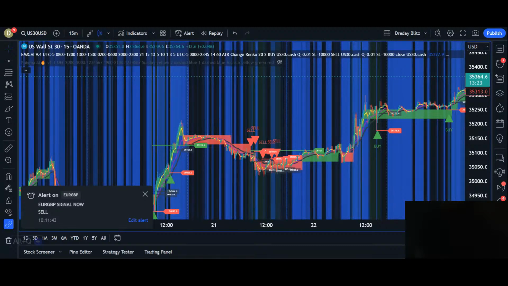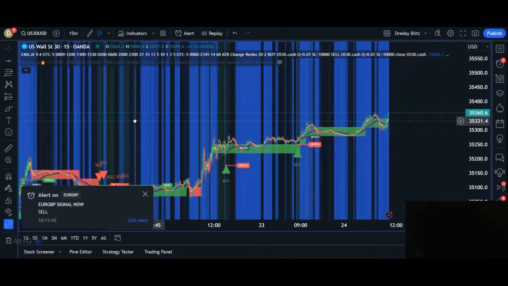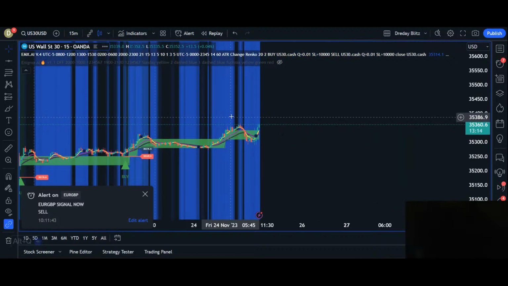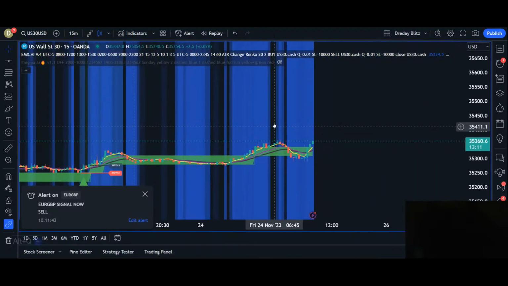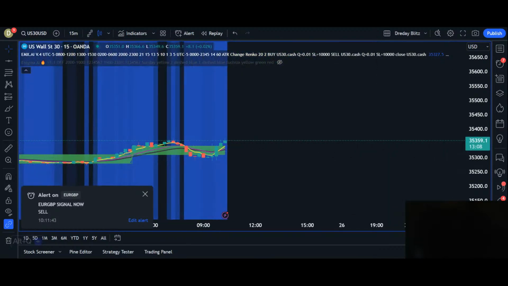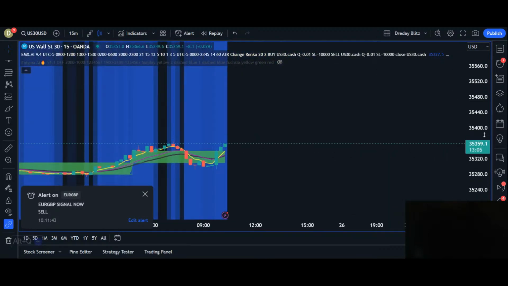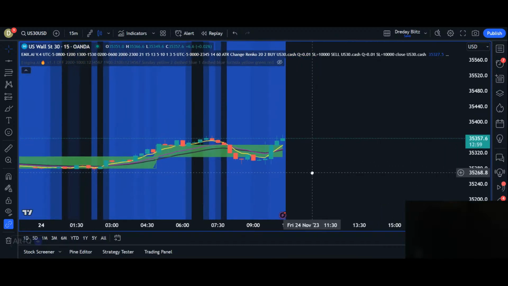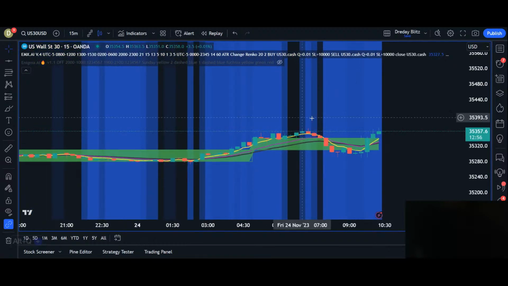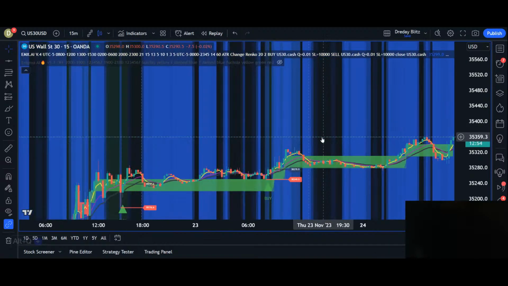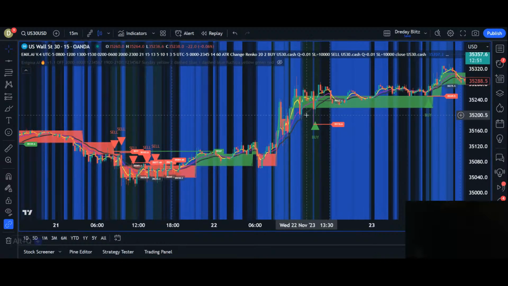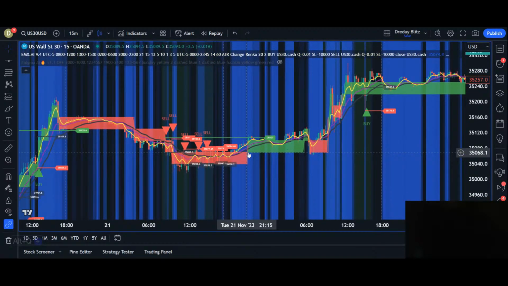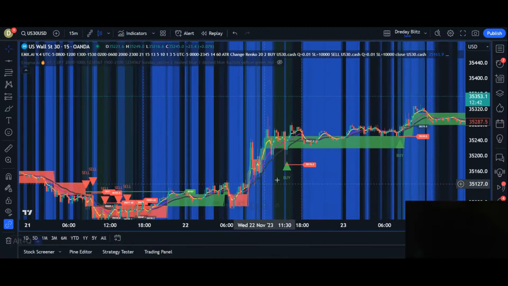Perfect. So let's go back on the charts, stop talking, and see exactly what's going on. So we had a buy here. I think we had a buy. Let me check. Yeah, we had a buy signal here, but it's not showing, unfortunately. But we were still bullish here since Tuesday. So since Tuesday, we were looking for bullish movement only.